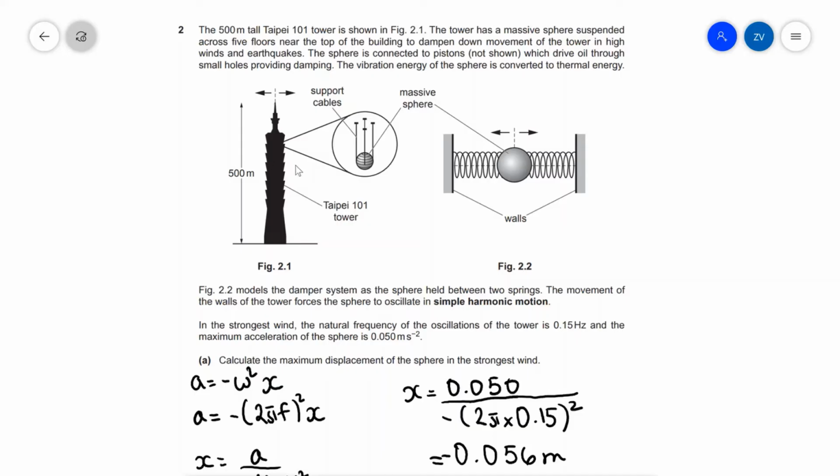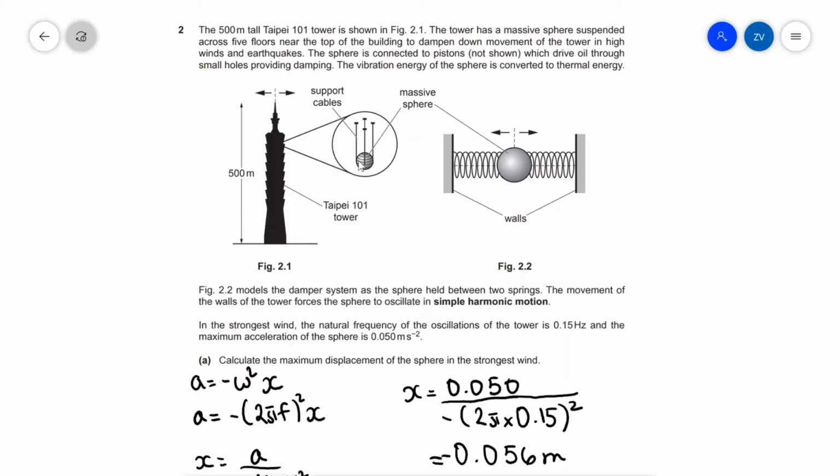Now if the tower is moving at 0.15 Hertz and the natural frequency of the sphere is also 0.15 Hertz, resonance will occur. This means that the sphere will be moving at its largest amplitude, and this means that it will be most effective as a dampener because more energy will be transferred into this motion and away from other potentially dangerous or unpleasant effects in the swaying of this tower.